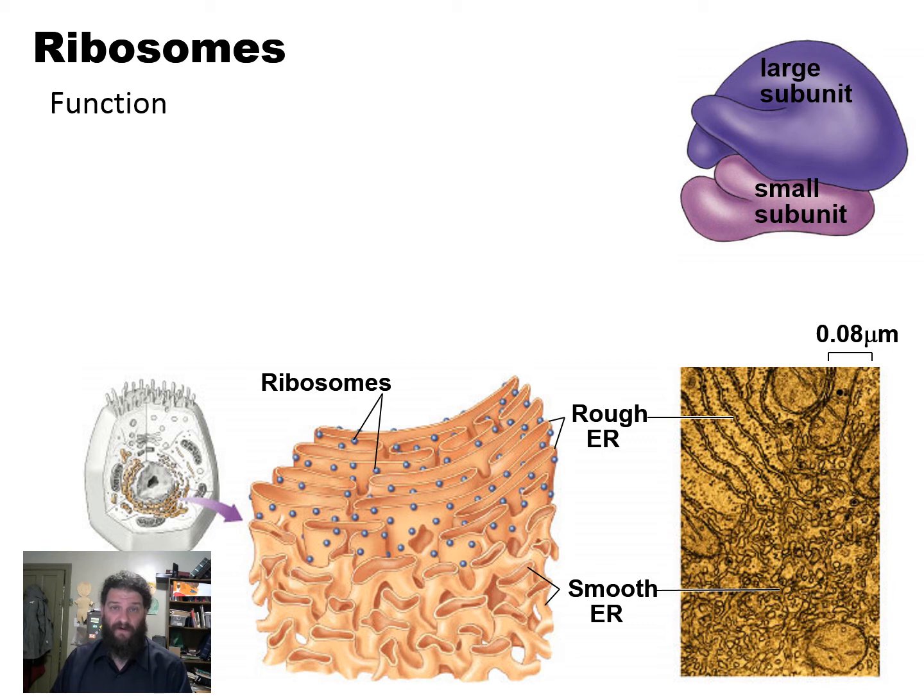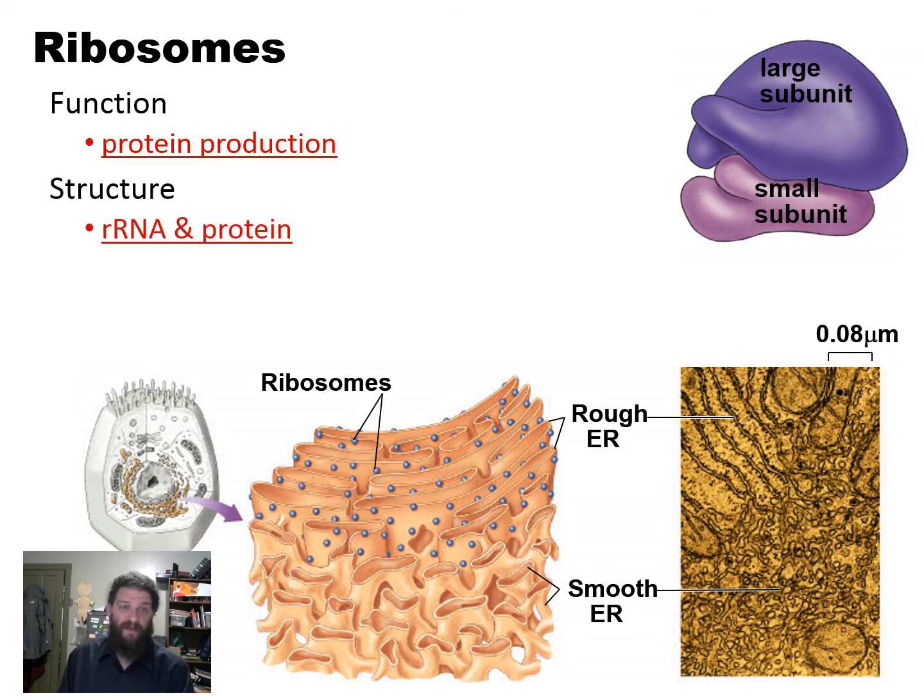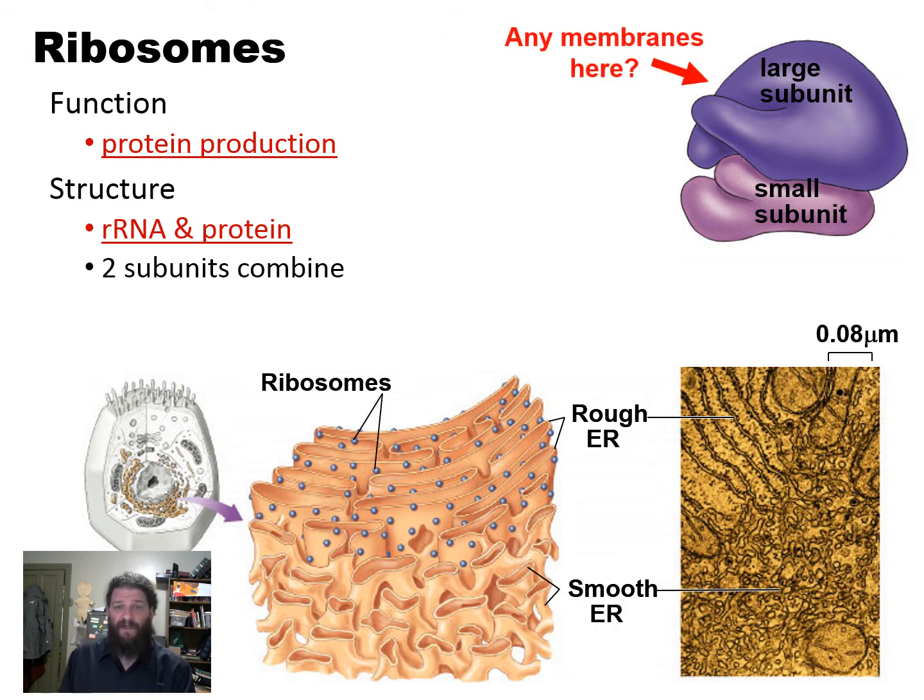Ribosomes are the site of translation. Their job is to take the base sequence of messenger RNA now and translate that into the amino acid sequence that will eventually become the protein. So the overall job of the ribosome is protein production. Their structure is there are two subunits. There's the larger one and the smaller subunit. Both of them are made out of a different type of RNA called ribosomal RNA or rRNA and some other proteins. When those two subunits combine, they make a complete ribosomal unit.